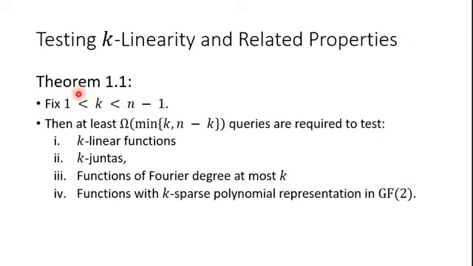So now we'll talk about the main theorem, which is theorem 1.1. We fix k to be between 1 and n-1. Then at least Omega of the minimum of k and n minus k queries are required to test k-linear functions, k-juntas, functions of Fourier degree at most k, and functions with k-sparse polynomial representations in F2. So we'll now prove this.